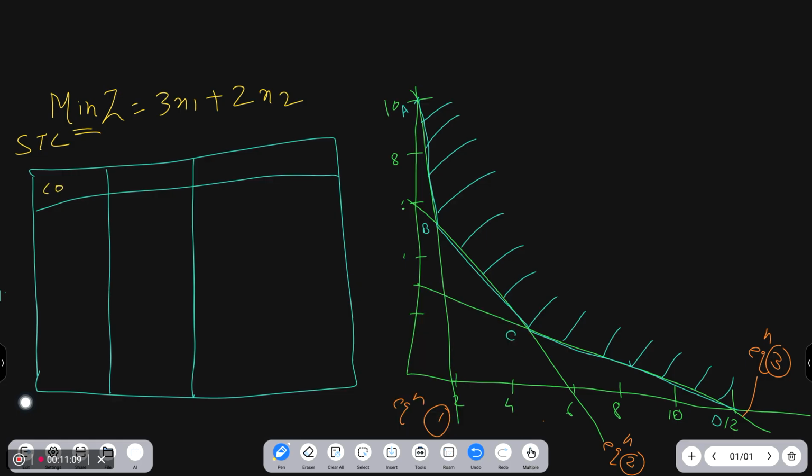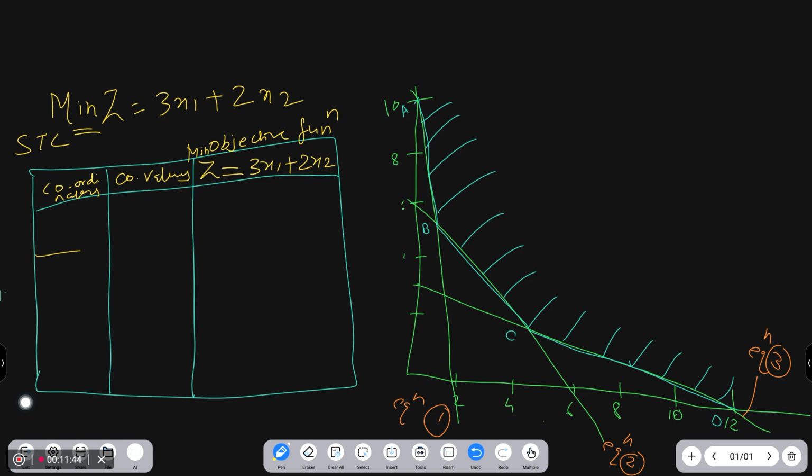Here, coordinates, then coordinate values, then objective function. What is our objective function here? The objective function is Z, min Z. It's very important that min Z should be there. And what is the min Z? Yes, 3x1 plus 2x2. This is our objective function.